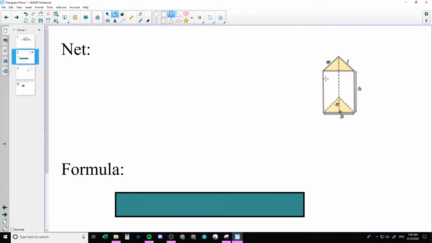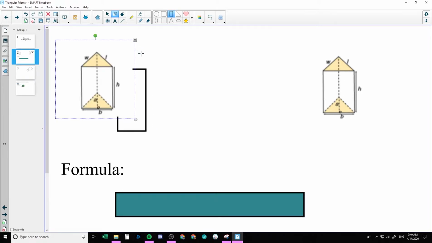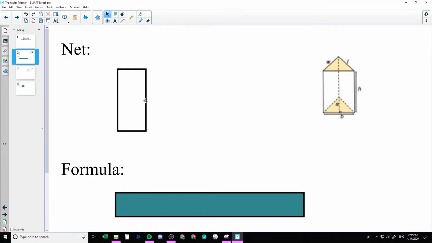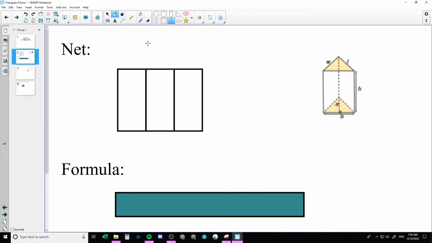Triangular prism has 3 rectangles on it. So we're going to start with that. One. 2, and 3. These don't always end up being equal, depending on the dimensions of the triangles will depend on what these rectangles look like. And then the other shapes we've got going on are 2 triangles at the ends.